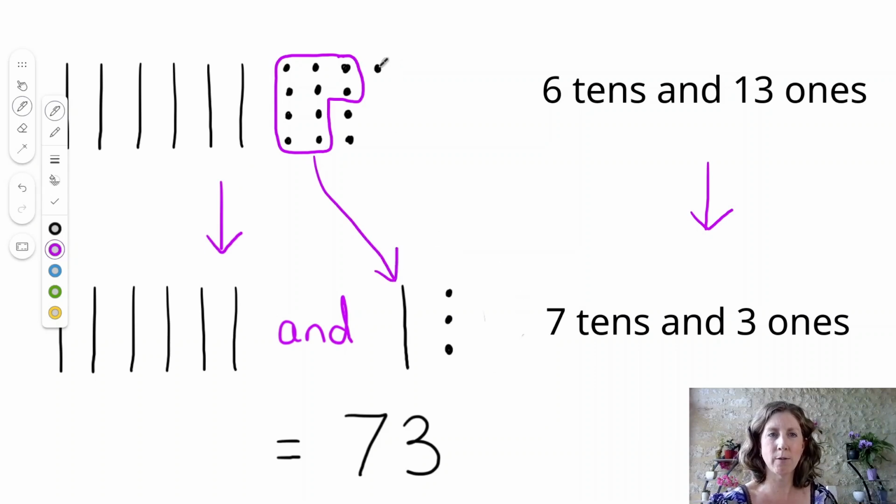And then you can see I've got 1, 2, 3 left over, and there they are there. So 6 tens and 13 ones can be exchanged for 7 tens and 3 ones. And when you put those back together, you get 73. Perfect. But this is a lot of drawing and writing. I wonder if there's a quicker way.